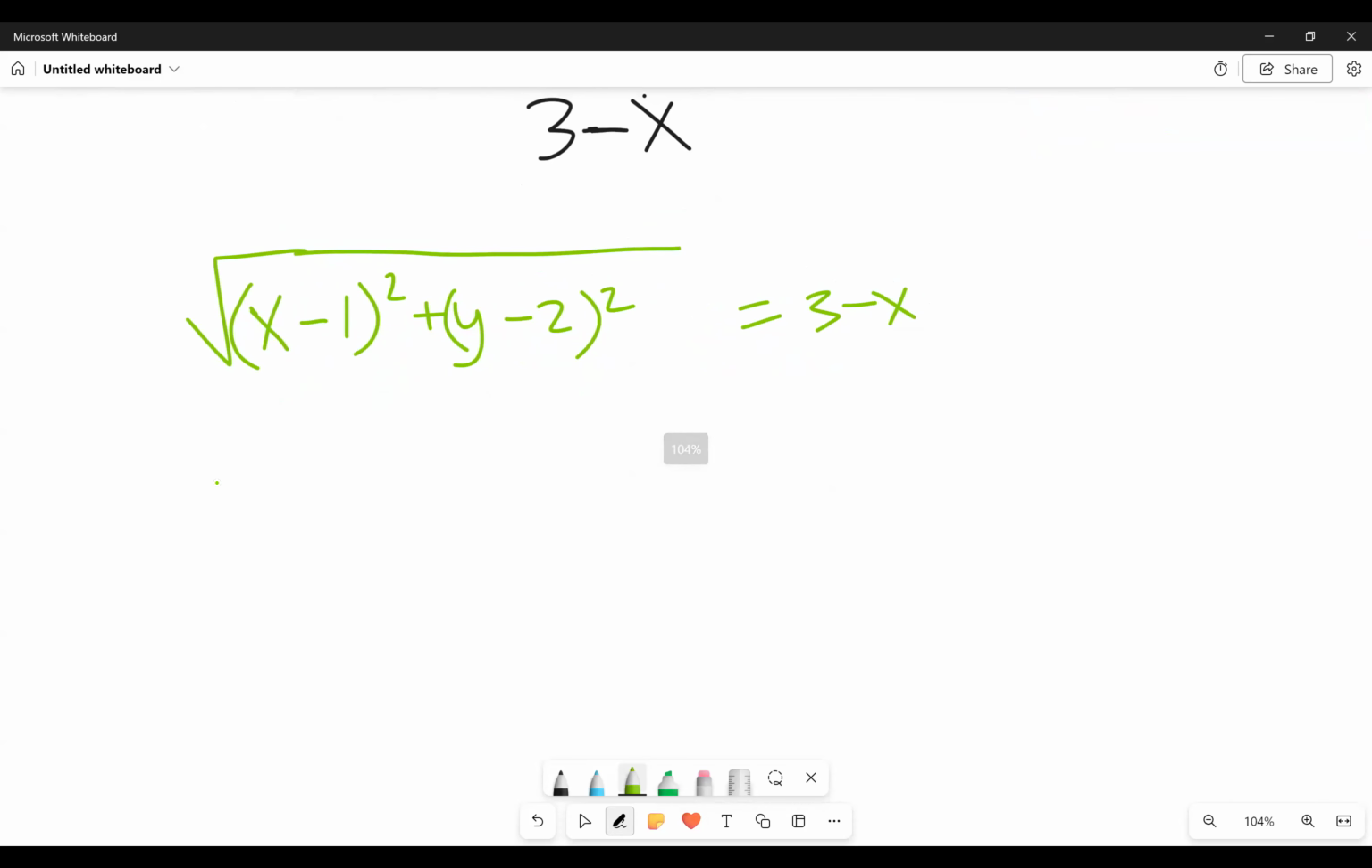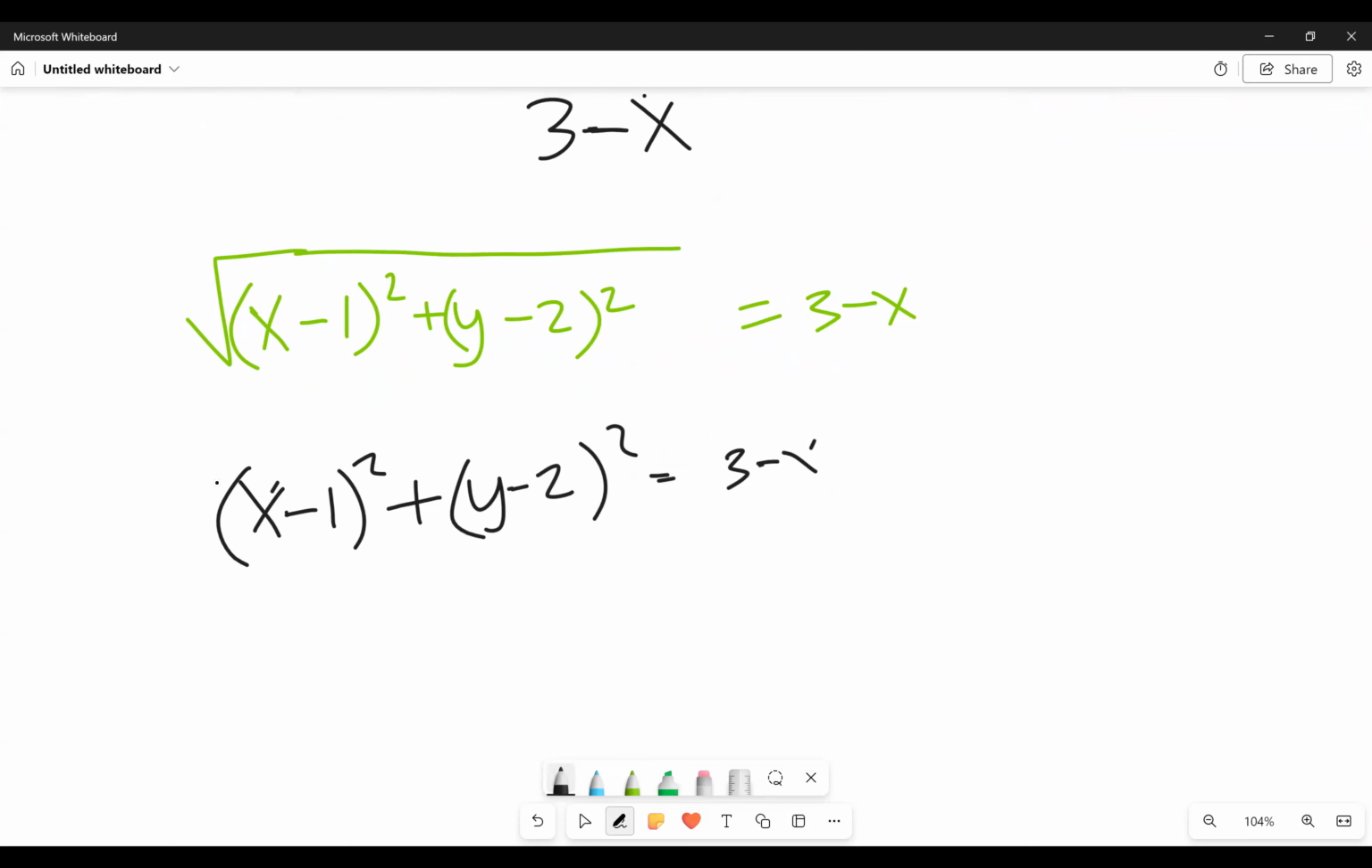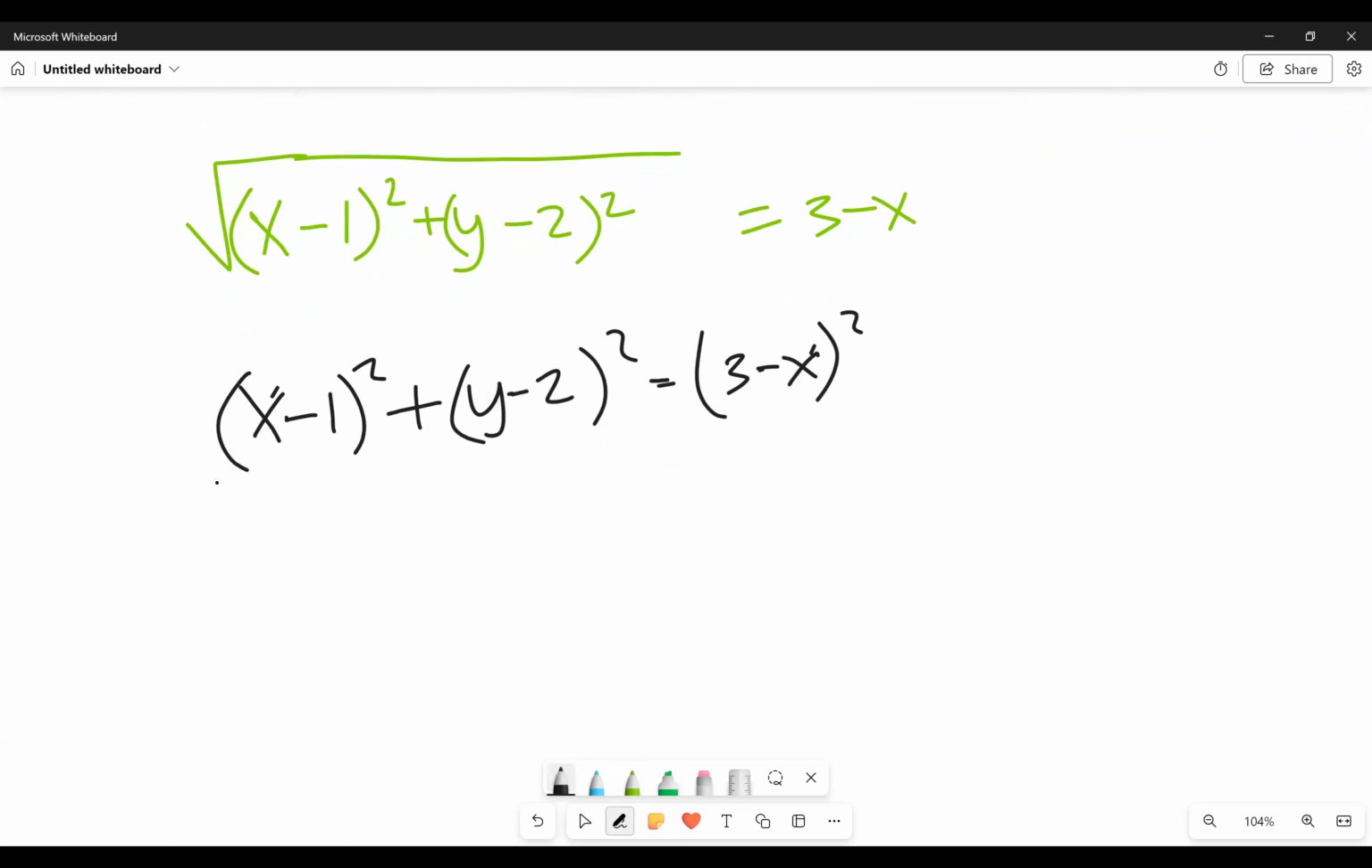Square both sides. Oh, you know this already? (x - 1)² + (y - 2)² = (3 - x)². Is that unbelievable? I want to work this for real, for 5 marks. But you have to do this. Oh no, it's not 3 quadratics, it's 1 quadratic, promise. So let me start expanding.